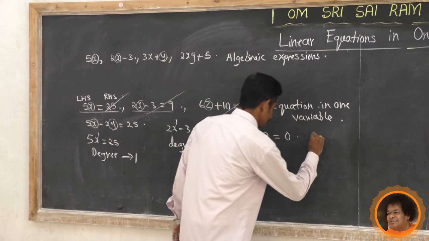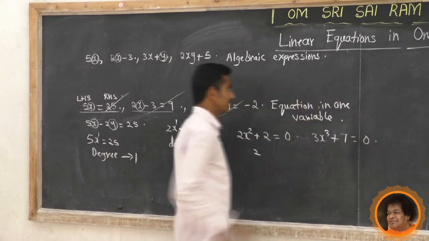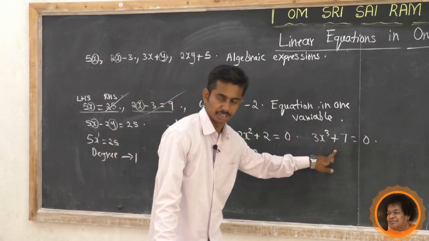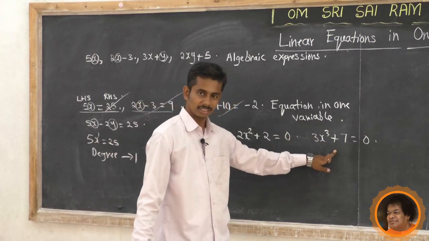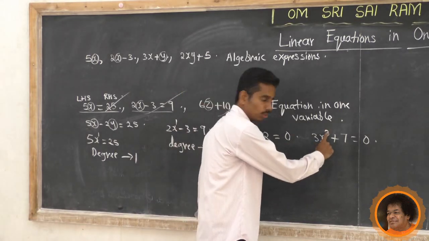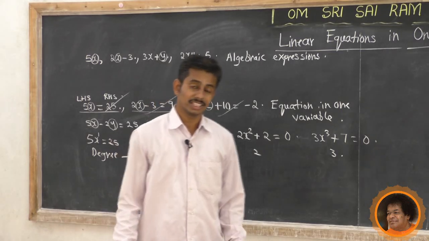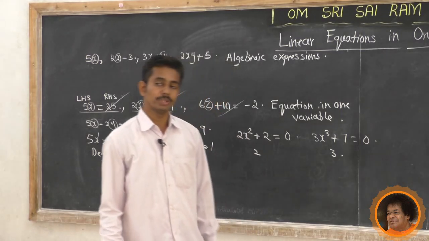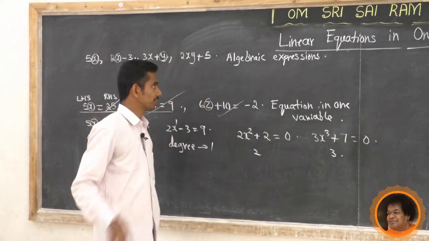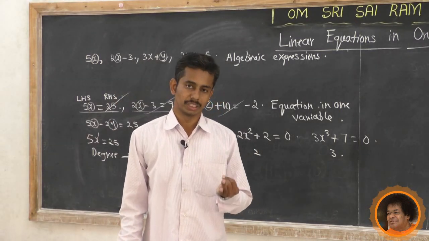Another example, 3x cube plus 7 equal to 0. Is it an equation? Yes, it is an equation. Is it linear? Is it a quadratic equation? No. What is the highest power? 3. So degree is 3. So it is called a cubic equation. So there are 3 types of equation: linear, quadratic and cubic.